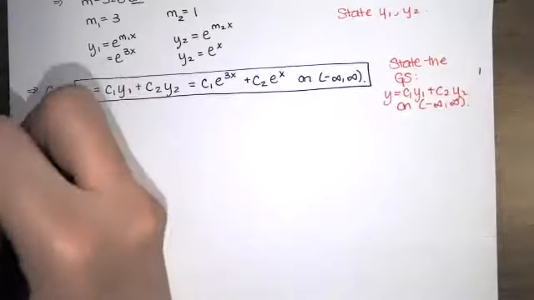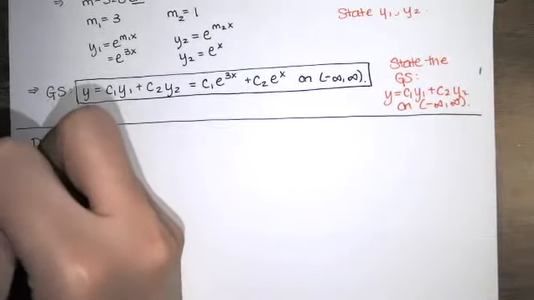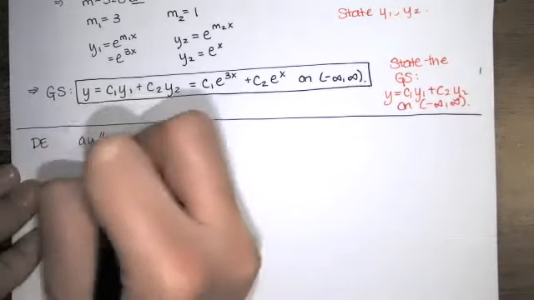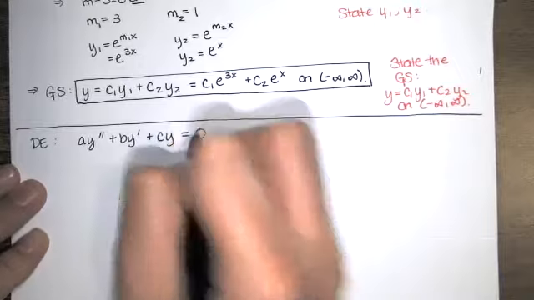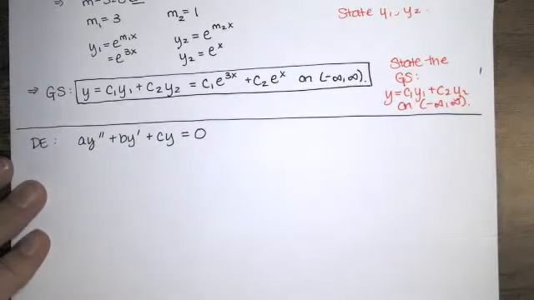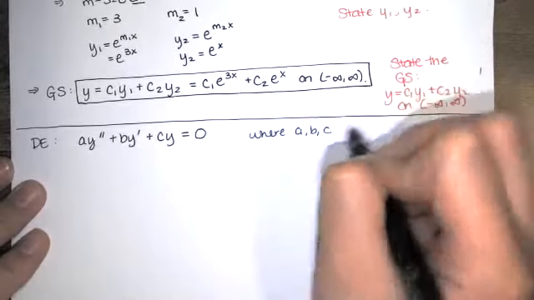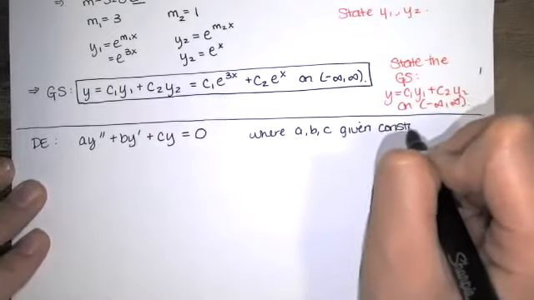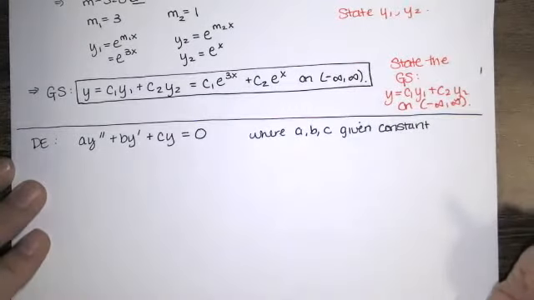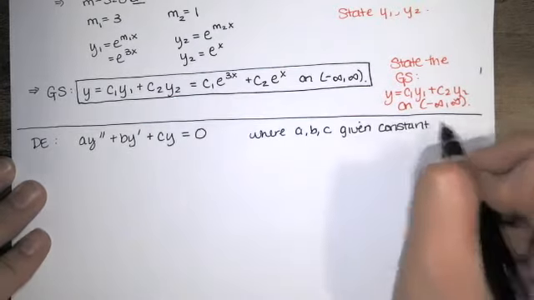So in general, let's say you've got a differential equation that looks like this. a y double prime plus b y prime plus c y equals 0, where a, b, and c are constants. And these are known constants. So they're given constants. So this is a second order homogeneous constant coefficient ordinary differential equation.